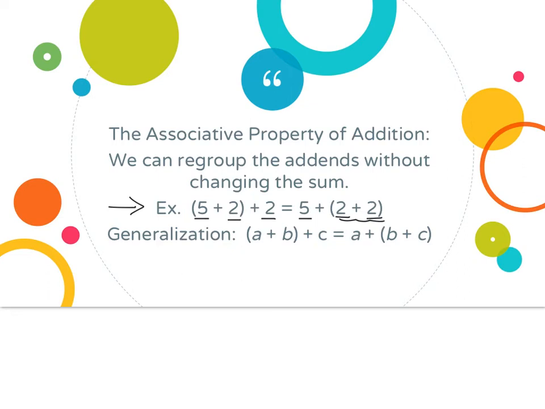Here, if we add first 5 plus 2, we get 7, plus another 2 is 9. Over here, since 2 plus 2 is in parentheses, we would add that first and get 4, add that to 5, we still get 9. So there's a generalization, and we show that using variables a, b, and c. If we add a plus b first and then add c, we would get the exact same answer if we added b plus c first and then added a. This works because all of the operations involved are addition. You cannot use this property if they're not all addition, or as you'll see on the next slide, all multiplication.